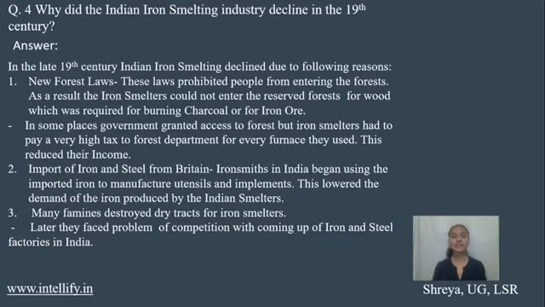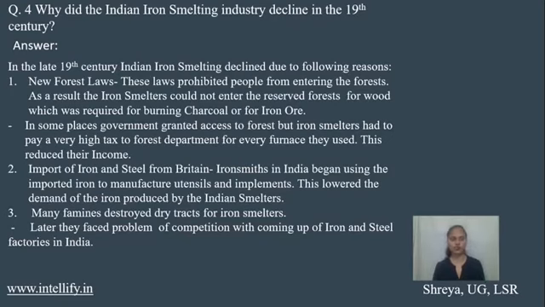But in such places as well, iron smelters had to pay a very high tax to the forest department for every furnace they used. It was very hard for the iron smelters to pay high taxes. So, obviously, there would be a decline in their income. So, this is what happened.